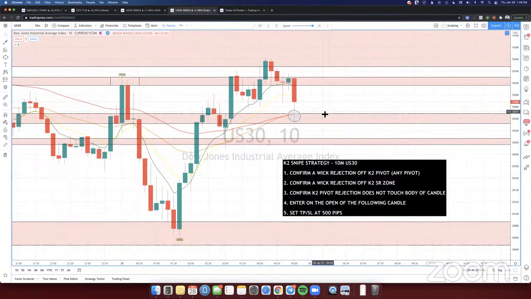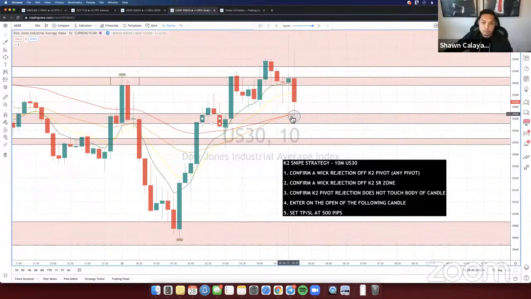Once you have that, you just want to make sure that these wicks aren't cutting through the body, because you can see right here that these two wicks are cutting through the body, but you want to make sure that the wicks it's rejecting off aren't cutting through the body. So first requirement, confirm a wick rejection off the K2 pivot right here. Second requirement, confirm a wick rejection off the K2 SR zone right here as well. And lastly, confirm that the K2 pivot rejection does not touch the body of the candle. It's so far from the body, so there's no guesswork right there. Pretty much everything's been met.